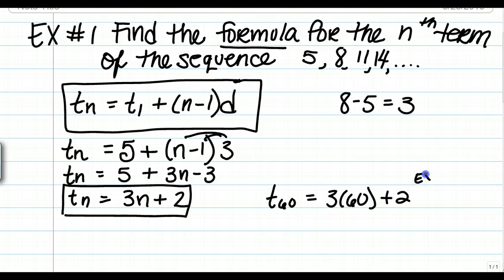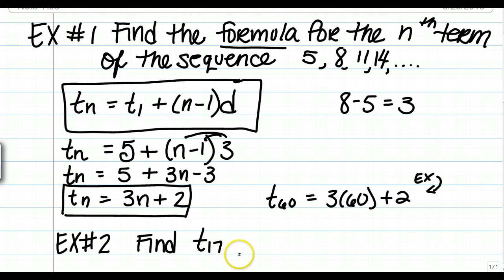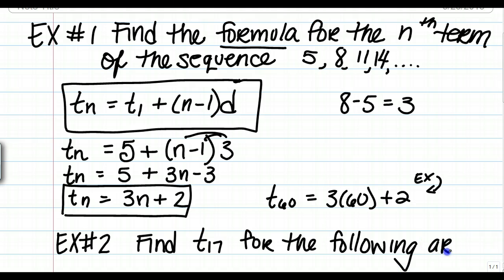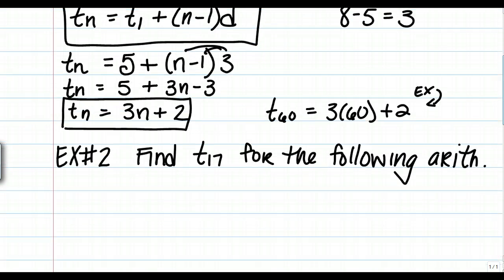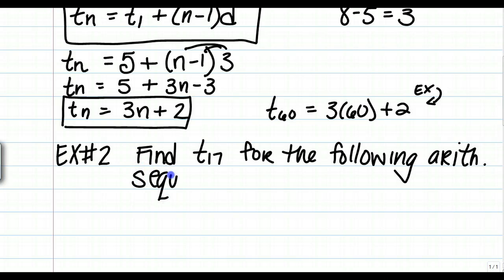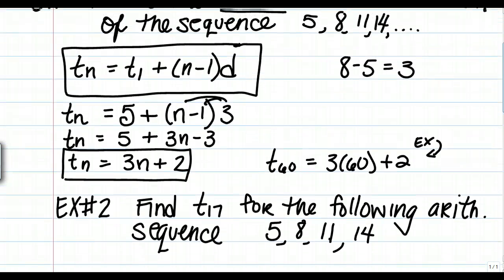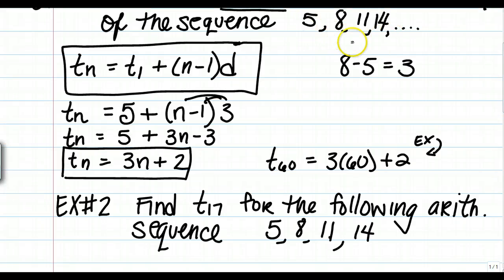And this was just a little example. Let's do example number 2. And this is going to actually ask you to find the 17th term, that's what T17 means, for the following arithmetic, I'll abbreviate, sequence. And again, it's going to give you 5, 8, 11, and 14. What's nice is this is the same sequence as the one above, okay?